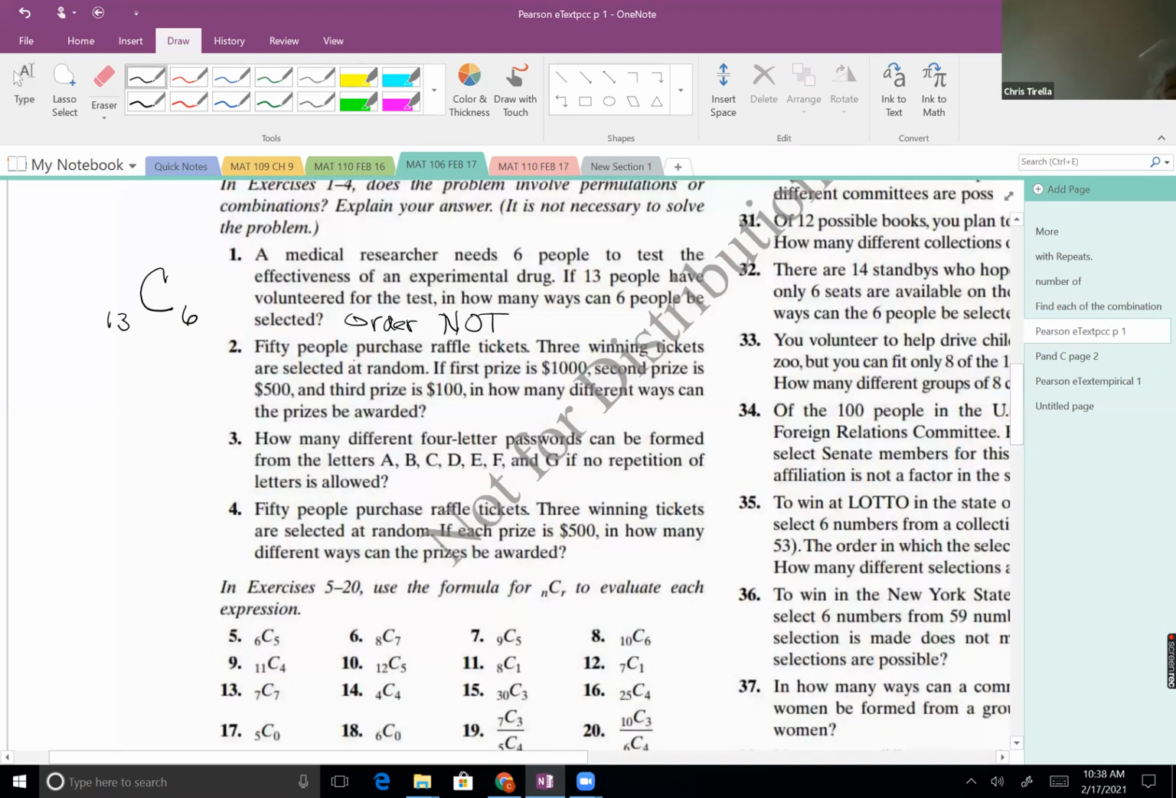Question number 2 says 50 people purchase raffle tickets. 3 winning tickets are selected. First prize, and I have to apologize, this watermark comes whenever you print a page from the virtual textbook because they want credit. First prize is $1,000. Second prize is $500. Third prize is $100. How many different ways can prizes be awarded? Well, would it make a difference to you whether you got the first, second, or third prize? Yes. I want the $1,000, not the 100. So order matters. It's a permutation. There's 50 people, and we're picking 3.